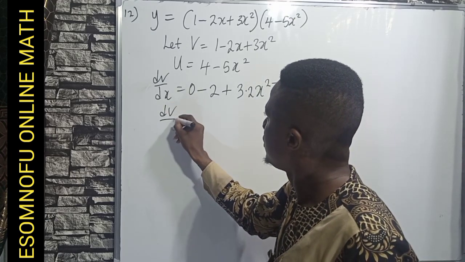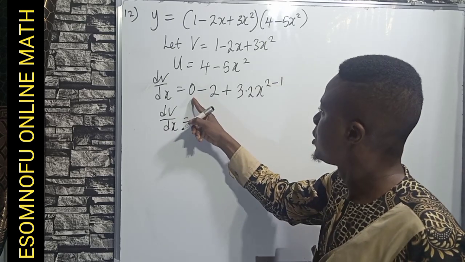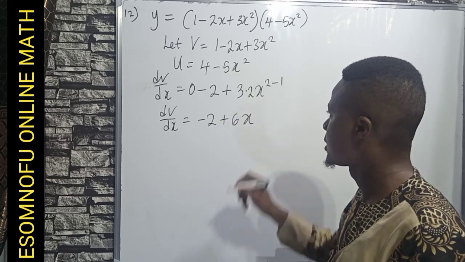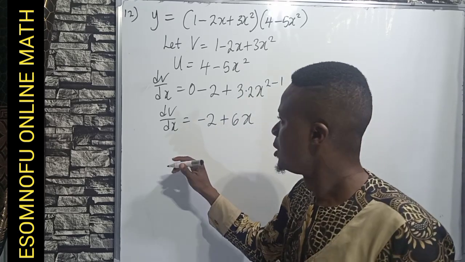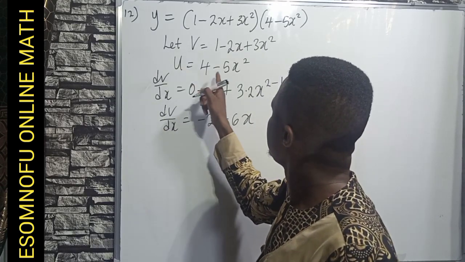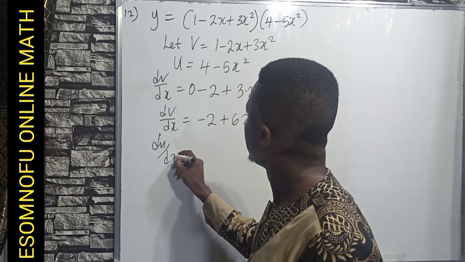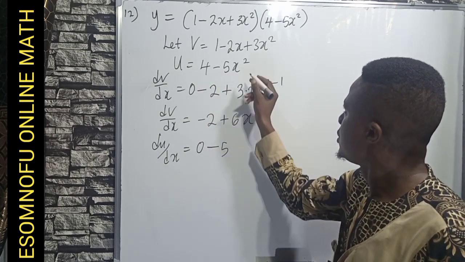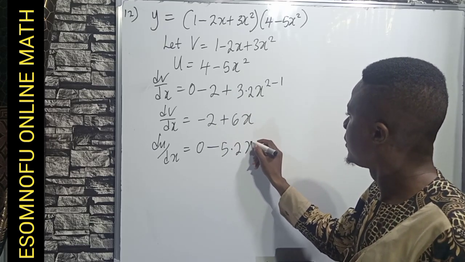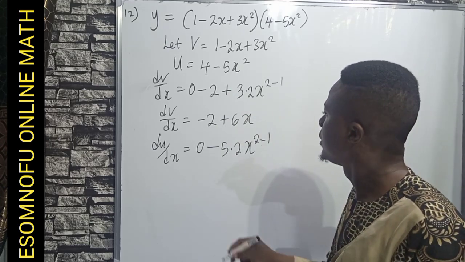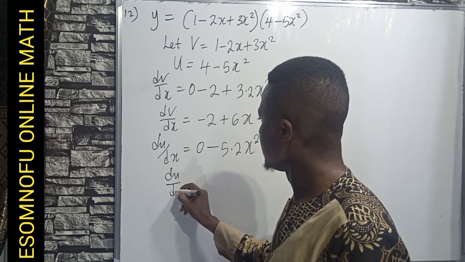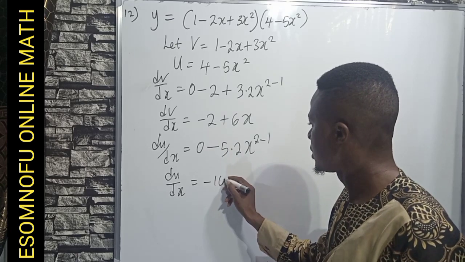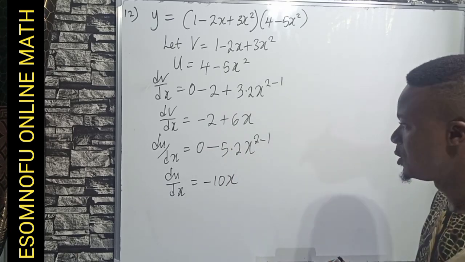So dv/dx will give us 0, which is nothing, I will leave it, minus 2 plus 3 times 2 is 6x. That is our dv/dx. Also, du/dx will give us, when I differentiate 4, I'll get 0. 5 is here, the power 2 will come down, it multiplies 5x to the power of 2 minus 1. So du/dx will give us 0, I will leave it, minus 5 times 2 is minus 10x. This is the value of du/dx.